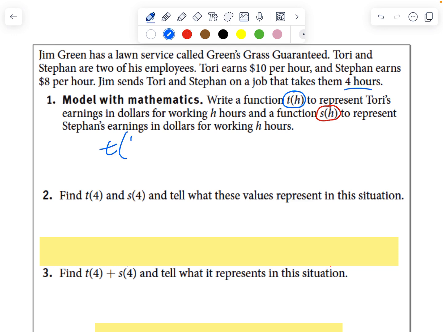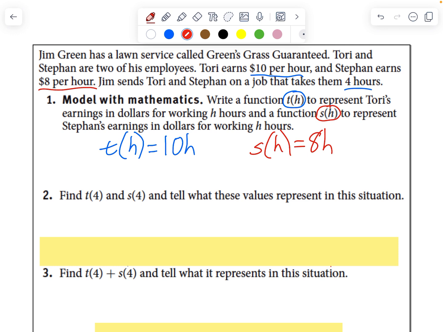T of h, the amount of money that Tori earns for working h hours. It says right up here in the problem that Tori earns $10 per hour. So that would just be 10 times h. So instead of x, we're using an h because h makes more sense in this problem since we're talking about the number of hours. For Stefan, it'd be s of h, that function. Well, Stefan earns $8 for every hour, so this would be just 8 times h. All right. So very basic functions.